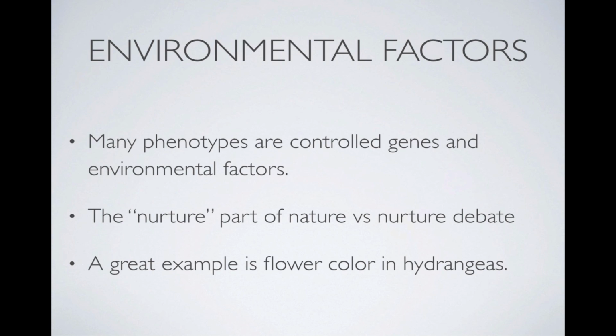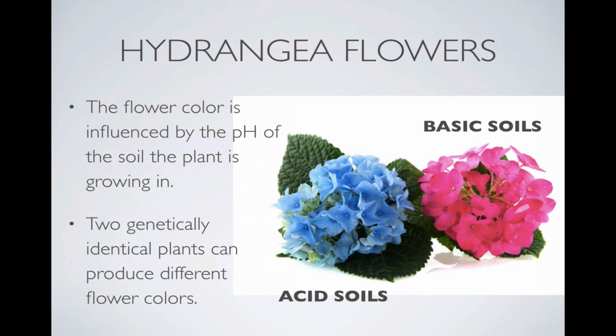Okay, there are environmental factors that control how something looks that has nothing to do with the genes. Okay, this is the nurture part of the nature versus nurture debate some of you may have heard about. The best example I can think of this is flower color in a plant called hydrangea. Okay, here's a picture of some hydrangea flowers, and you may look at this and say, wow, the blue one and the red one, they must have different genes, but no, they don't. They're genetically identical. But what causes the different flower color is an environmental condition. It's the pH of the soil.